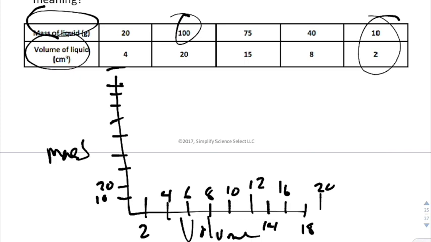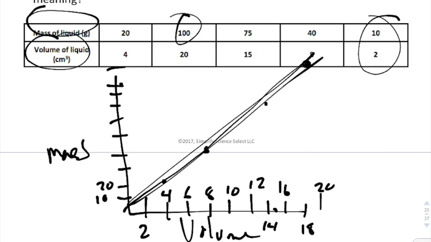So then I would plot my points and I would say, okay, I've got 4 and 20. I've got 20 and 100. I've got 15, which would be right here. And I've got 75, which would be right here. And I've got 8 and 40. And that's it. And if you look, you have a pretty reasonable straight line.